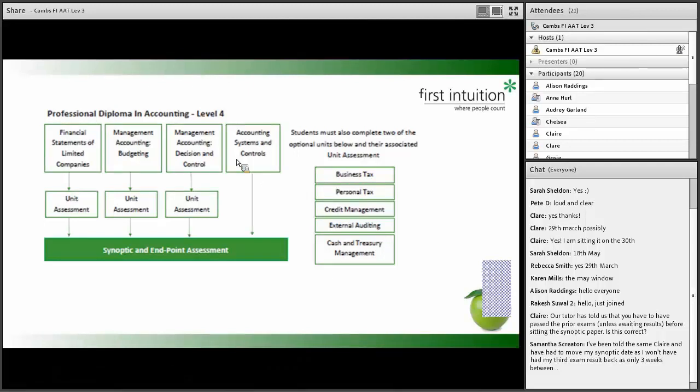So the optional papers, business tax and personal tax, have no relevance on the Synoptic assessment at all. External auditing, the actual content of the syllabus for external auditing has some overlap with accounting systems and controls. If you are looking at sitting external auditing as one of your optional papers, it's definitely worth doing that before you sit the Synoptic. It's going to be beneficial to you. Likewise, credit management and cash and treasury management, not to quite as much of an extent, but the knowledge in those papers can also be beneficial through that Synoptic assessment as well.